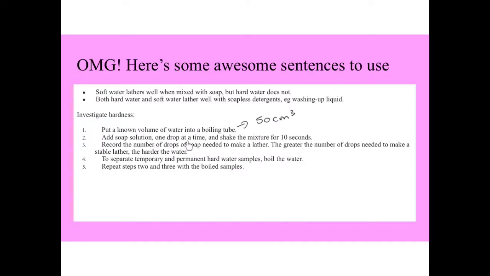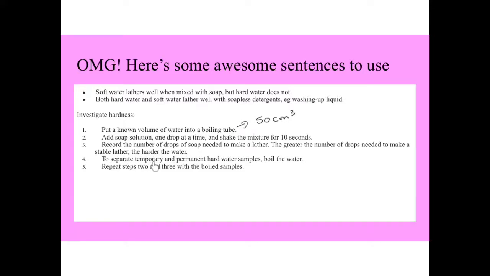Add soap solution 1 drop at a time and shake the mixture for 10 seconds. So add 1 drop of soap solution. Normally put a bung on the top of the boiling tube and you shake it for 10 seconds. Okay, that ensures consistency, making it accurate because you're shaking it for 10 seconds. Record the number of drops of soap needed to make a lather. So after a certain amount of drops, you should form a lather. The greater number of drops needed to make a stable lather, the harder the water.